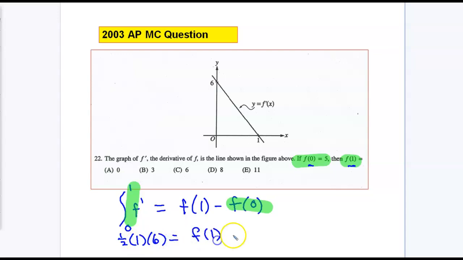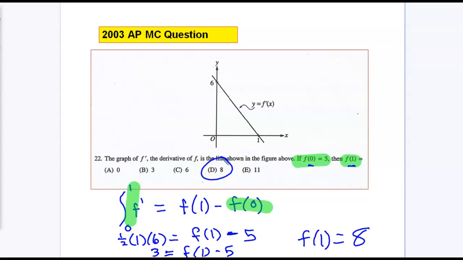f of 1 is what I'm looking for, and f of 0 is equal to 5. So if I work this out, the left side is 3, which is equal to f of 1 minus 5. And if I add the 5 over, I get f of 1 equaling 8. So my answer would be D.